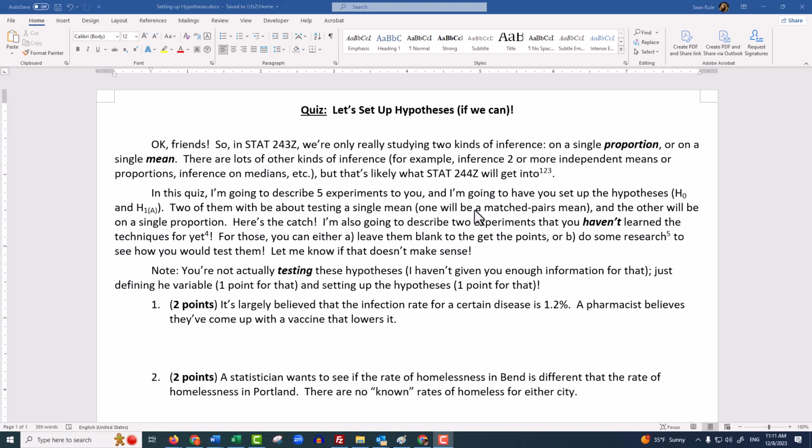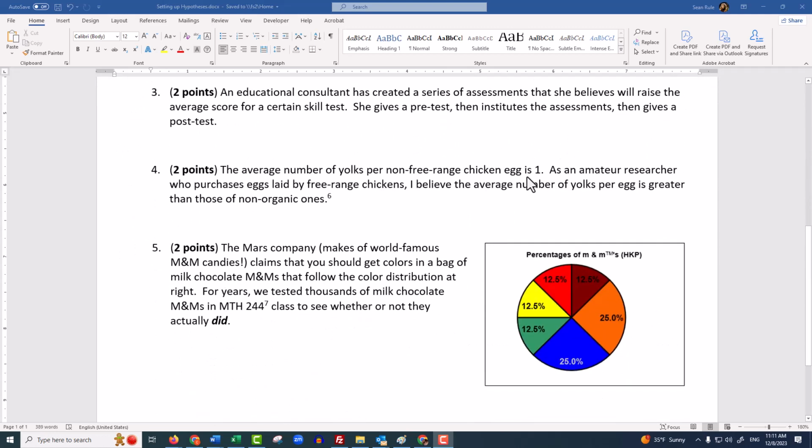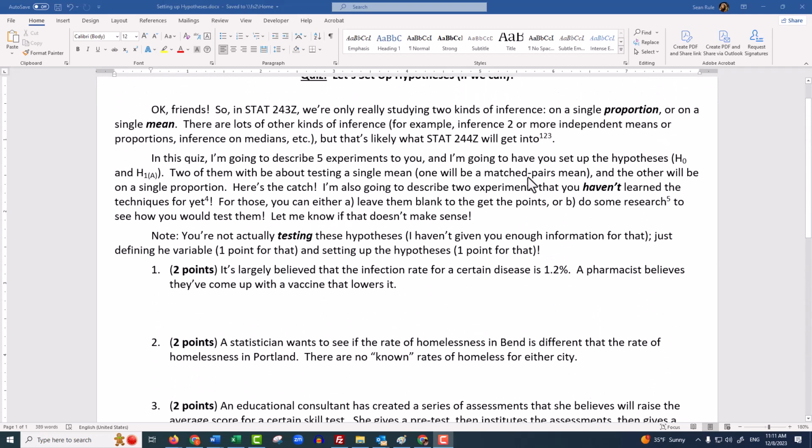Okay, friends, so let's set up some hypotheses if we can. There's 5 different situations here. We've learned 2 techniques in class, and if you really want to push it, we could say we've learned 3 techniques in class, because we've done matched pair t-testing and then just technically single mean testing, but both of those are single mean testing. So let's just dive in and see what we got here.